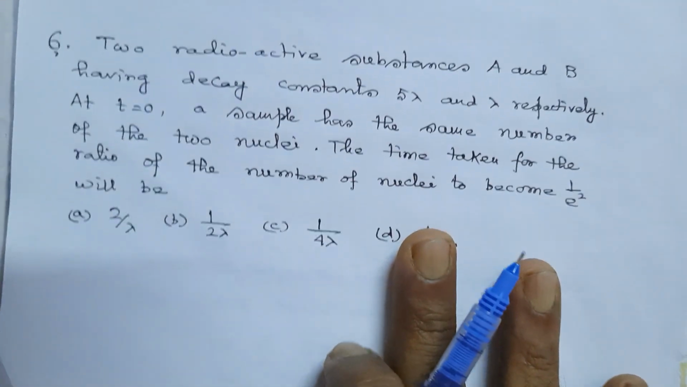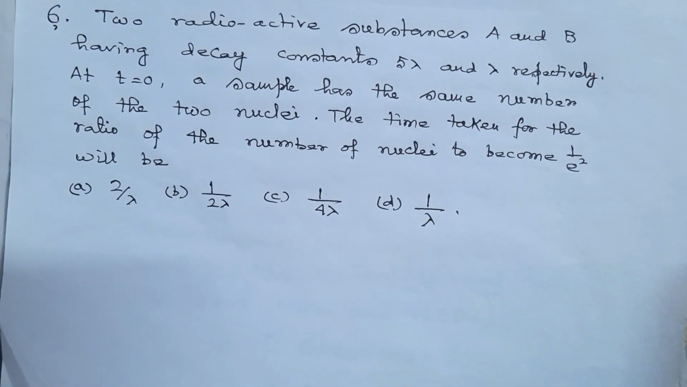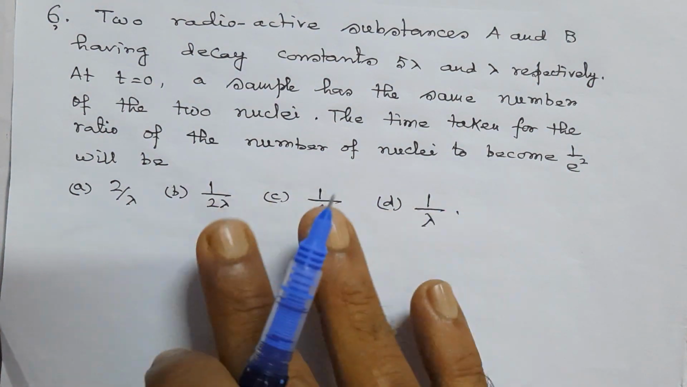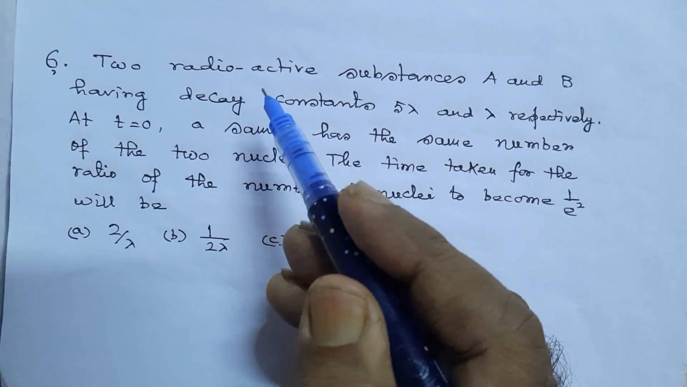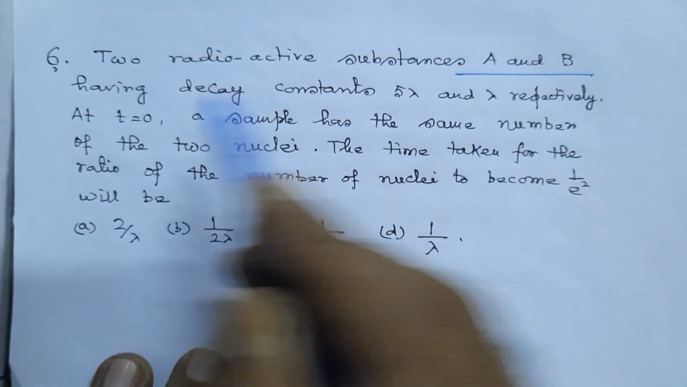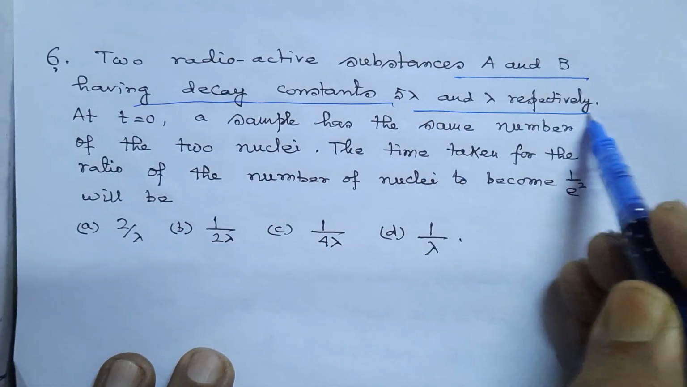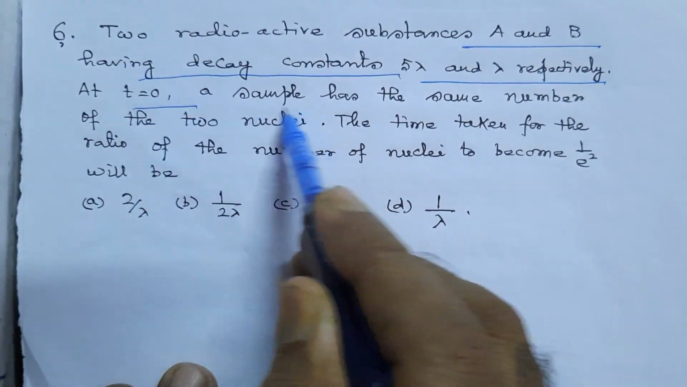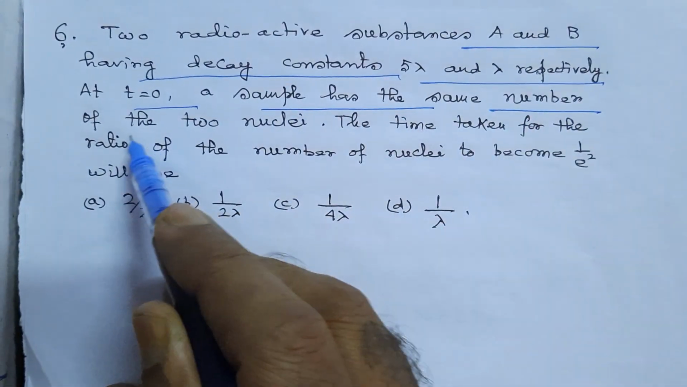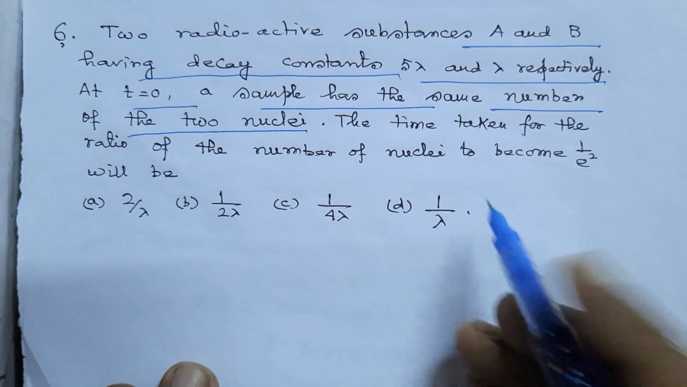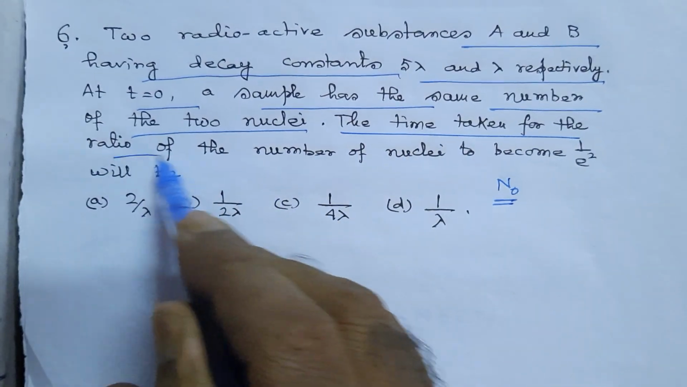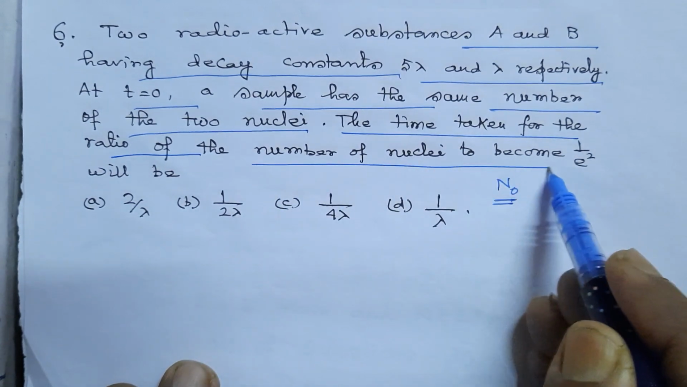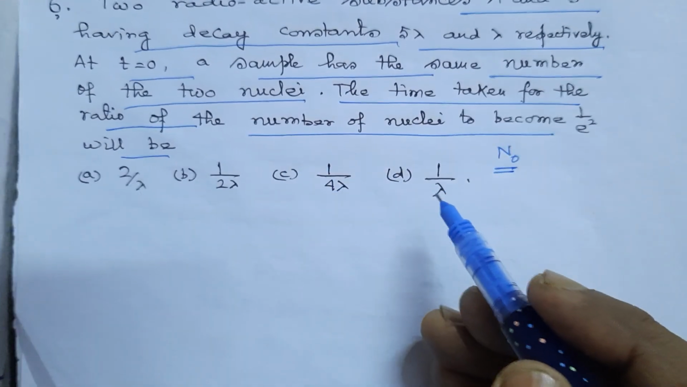Next, let us see question number 6. It is a question from radioactivity. Two radioactive substances A and B having decay constants 5 lambda and lambda respectively. At t equals 0, the sample has the same number of the two nuclei. Let it be N0. We need the time taken for the ratio of the number of nuclei to become 1 by e square.